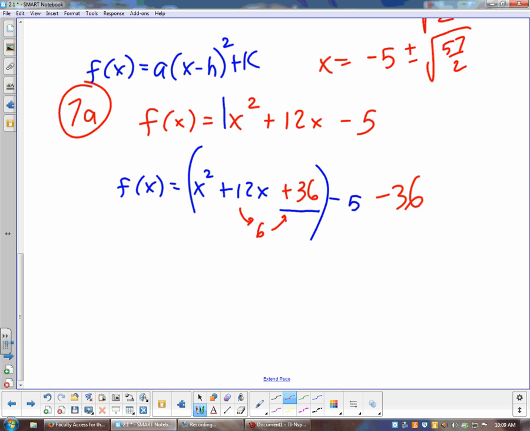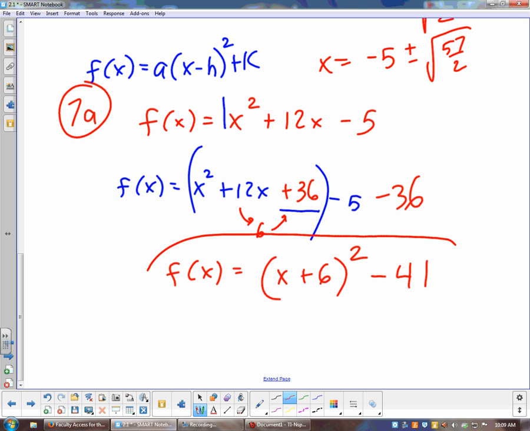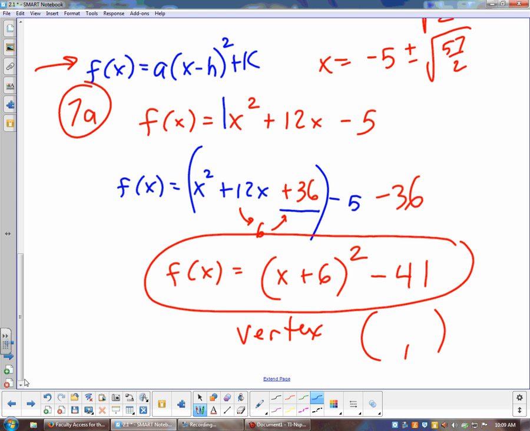So we're not done yet. So we're going to write in our function now, f of x equaling, what are we going to have quantity squared? X plus 6 quantity squared, and then minus 41. So this is our function. It is now in this standard form, and we can identify the vertex is what? Is it 6 or negative 6? Negative 6, negative 41. Are we okay with this?